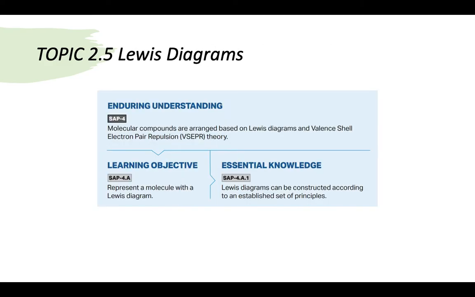Okay, Lewis diagrams. Draw the Lewis diagram. Figure out how many valence electrons there are. When you're drawing a bonding model for something, make sure you include lone pairs. You want to maximize the space around the nuclei or decrease the amount of repulsion between the electron pairs. So that's why we get certain shapes. They can be constructed according to an established set of principles. We've gone over those. If you need a refresher on that, let me know. I think I have some videos already online on that.